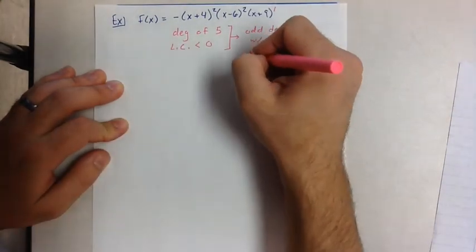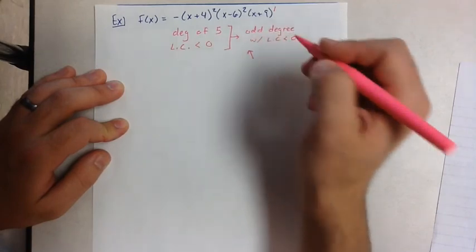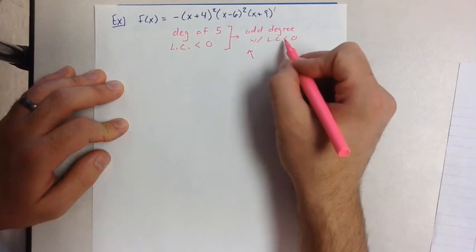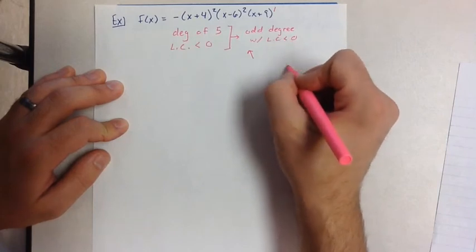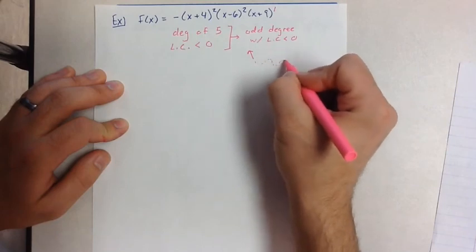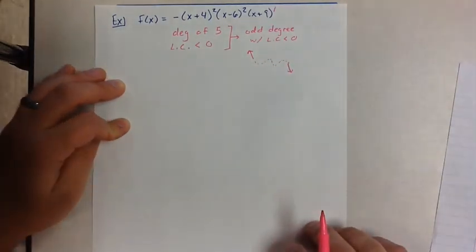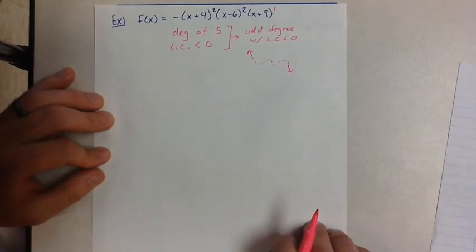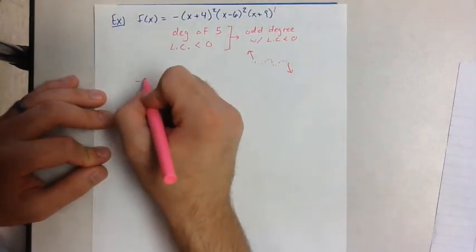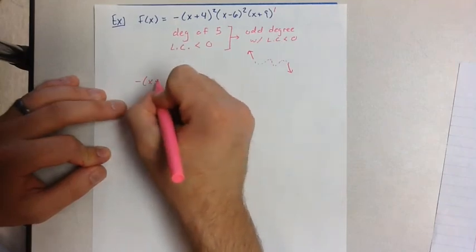So with that, we get our end behavior. So our end behavior in this situation, odd degree, leading coefficient less than 0, we see that our graph is going to look like this, with not knowing what's happening in the middle. So from here, knowing how the ends behave, now we find our zeros.